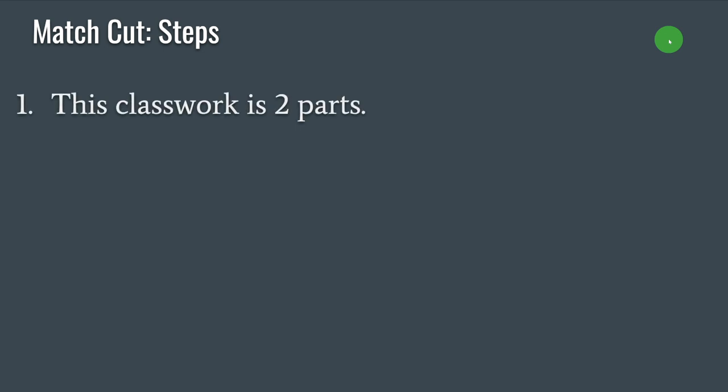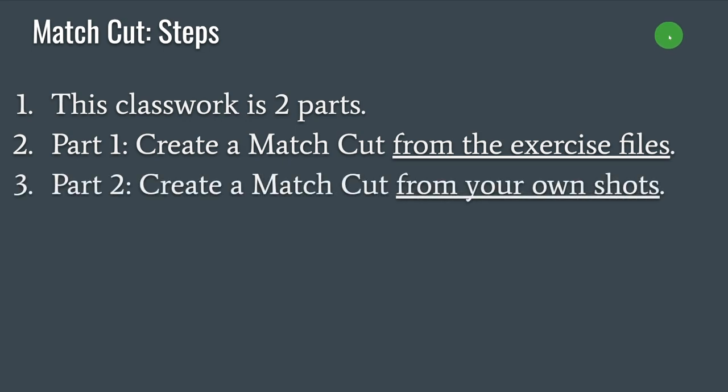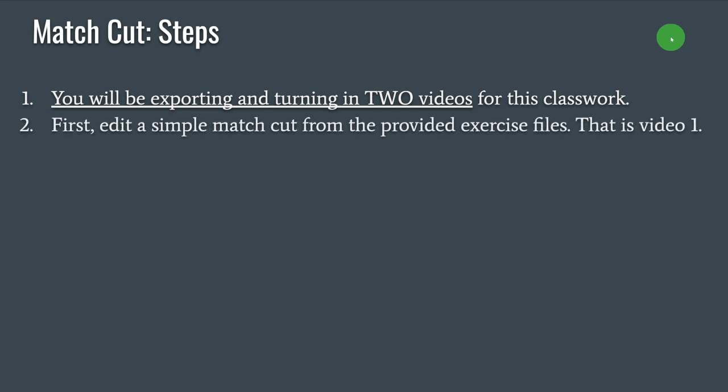So what you're going to do in this assignment is two parts. The first part is you have exercise files from me. You're going to create a match cut video using your exercise files. The second part will be that you're going to create a match cut using your own shots. You'll use the cameras to take your own shots and use a match cut. So there are two videos you're turning in. For this and the next two assignments with transitions, you're turning in two videos each. You're doing the first one from the provided exercise files, which I'll go over with you in just a moment.